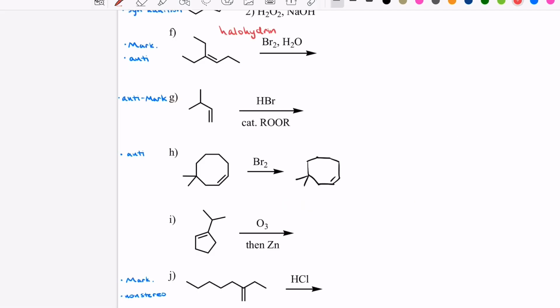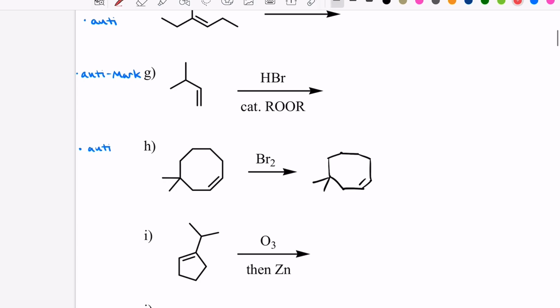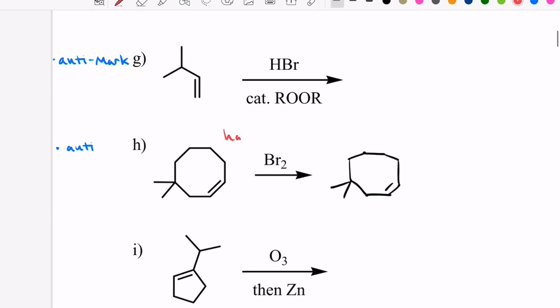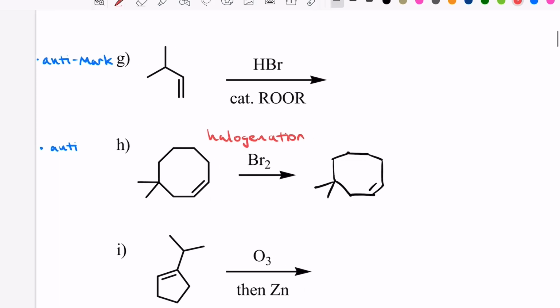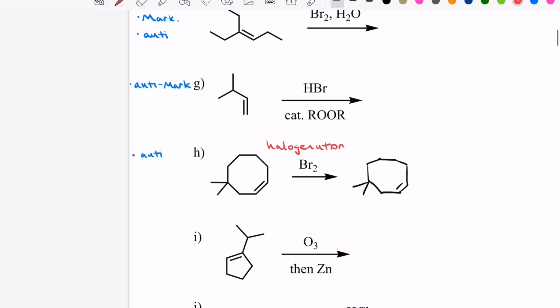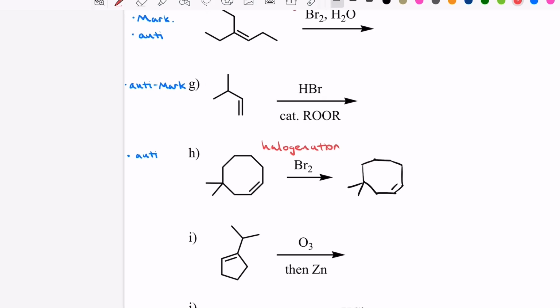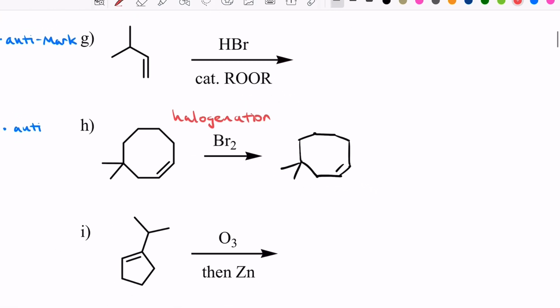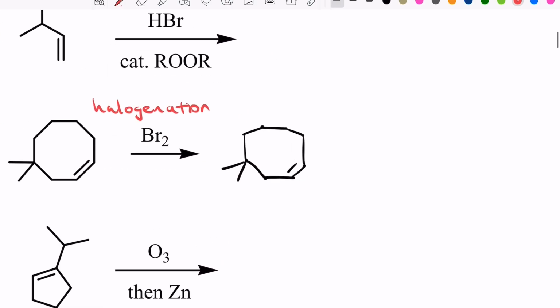Letter H. Br2 across your alkene. This is also known as halogenation. Either way, the important thing to know is that halogenation is anti, meaning your Brs are going to be added across the alkene opposite to each other. What I mean is one is going to be on a wedge and the other is going to be on a dash. Alright? Do you want me to draw out the mechanism for you guys?